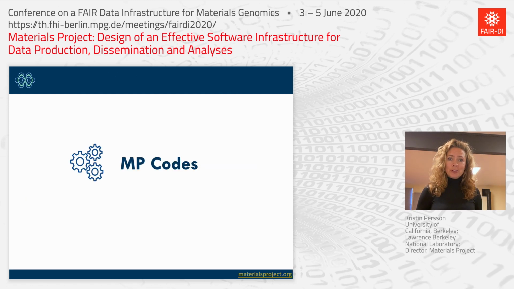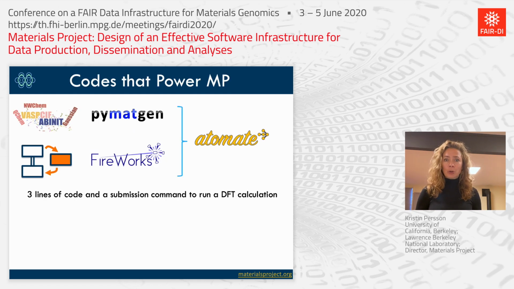So I'll start out with the codes. Our earliest code is PyMatgen. It's from about 2009-2010. It is our input and output code that we use to turn the output from various quantum chemistry codes such as VASP, QChem, ABINIT into materials engineering properties that can be understood by anybody who's a scientist and is interested in materials.